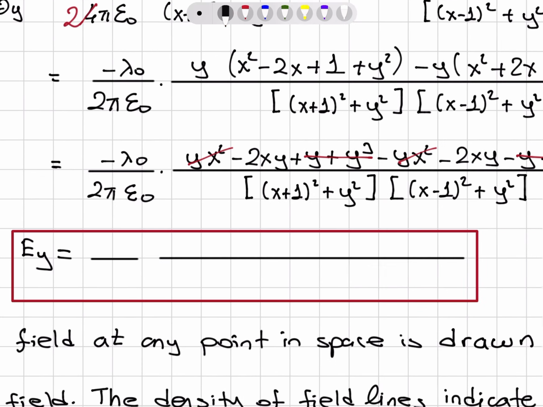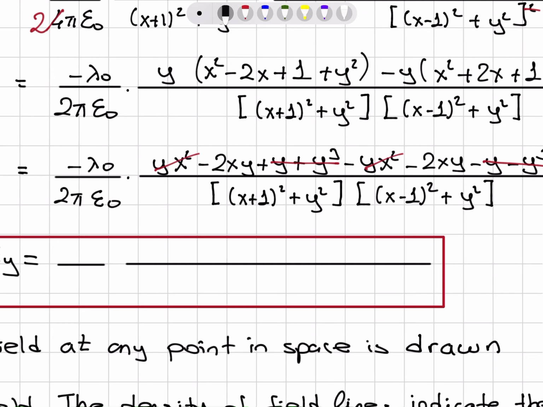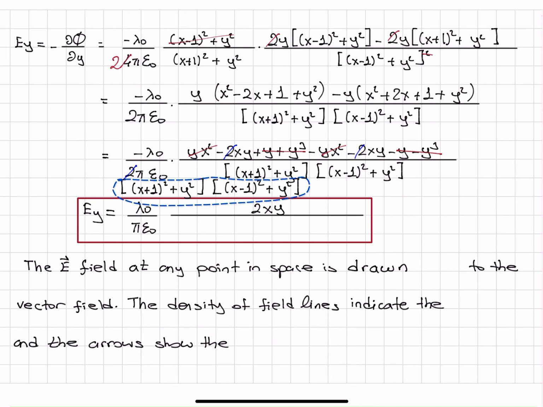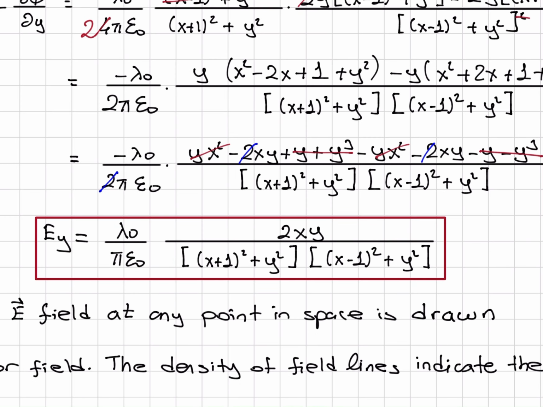And I will have my final answer, because I have these twos remaining here that will also get rid of the two in the 2 pi epsilon 0. So let me take care of these twos. So it's going to be lambda 0 over pi epsilon 0. Now you can see that I have the minus sign here making this plus, and this is minus xy minus xy minus 2xy becomes plus 2xy. So plus 2xy divided by the same term in the denominator here. Okay, so we obtain our final answer for the y component of the electric field.